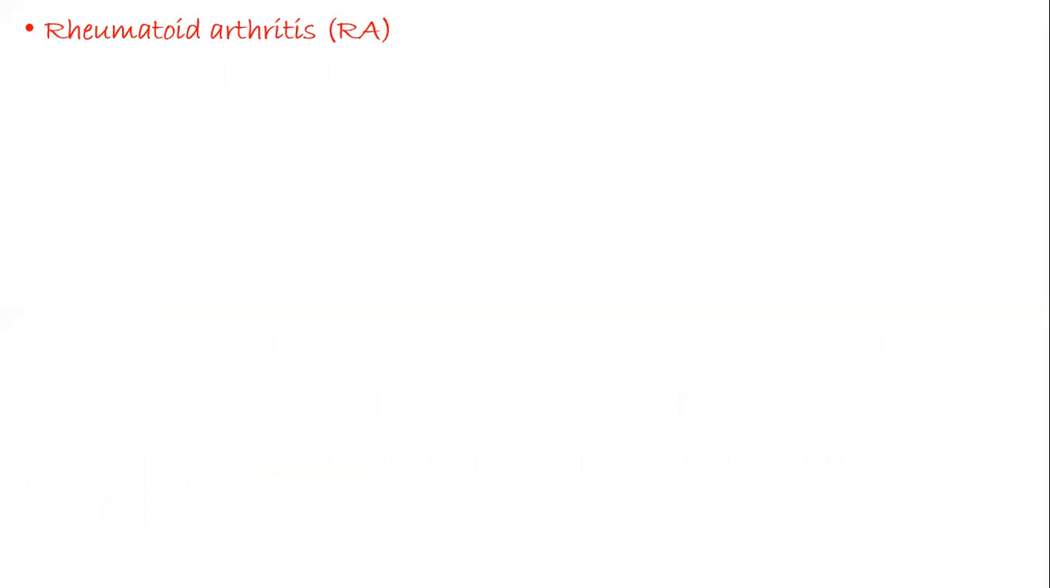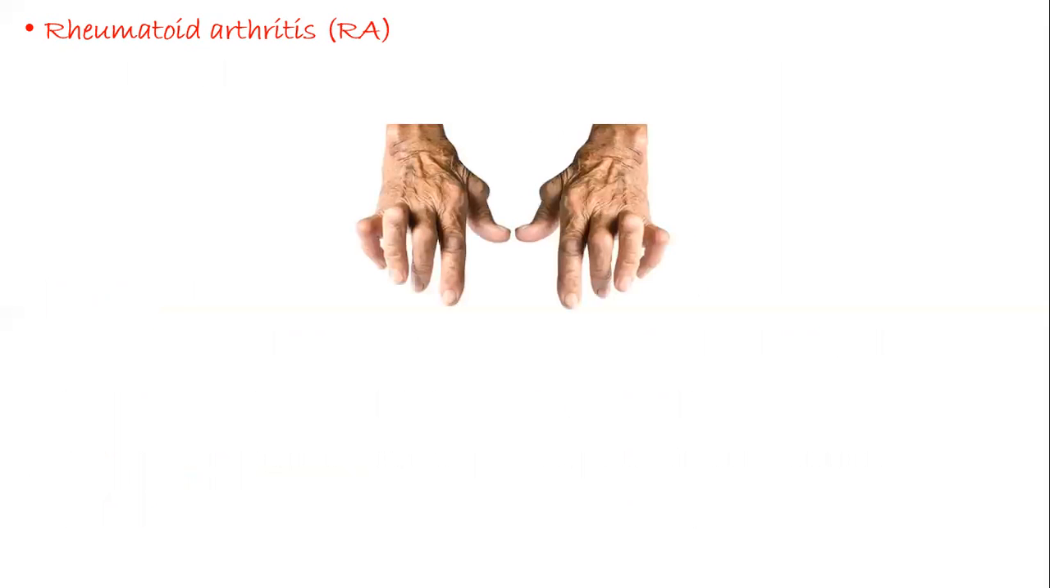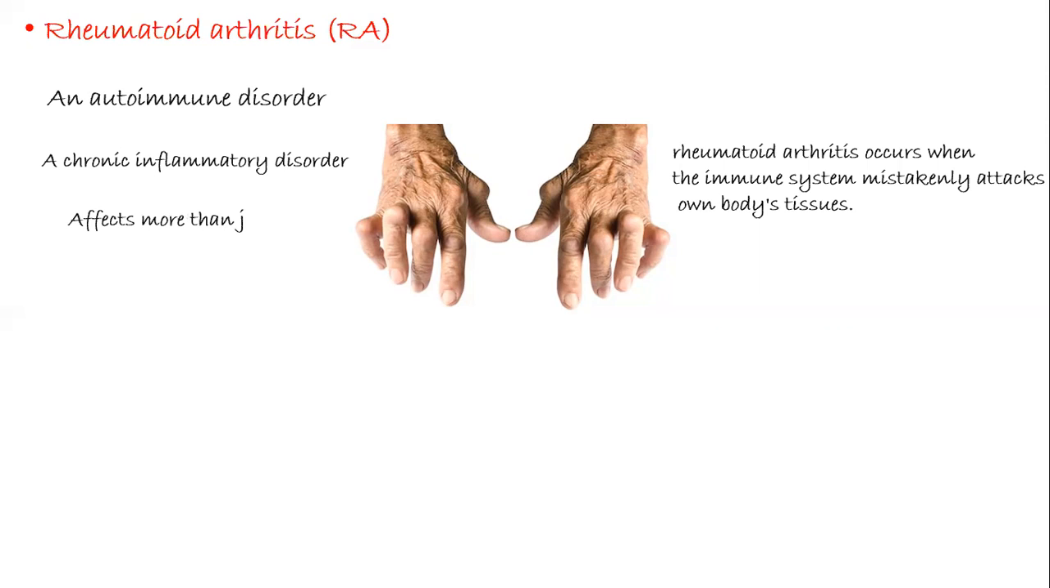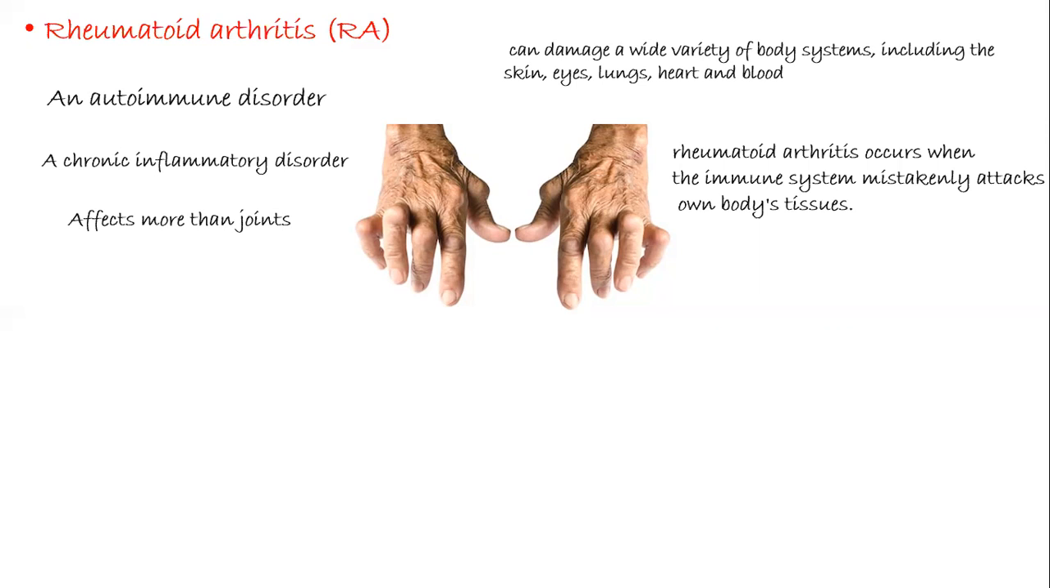Now, what exactly is rheumatoid arthritis? It is an autoimmune disorder. Rheumatoid arthritis occurs when the immune system of the body mistakenly attacks the body's own tissues. It is a chronic inflammatory disorder. It mostly affects more than one of your joints. It can damage a wide variety of body systems along with your joints, which include the skin, eyes, lungs, heart, and blood vessels.